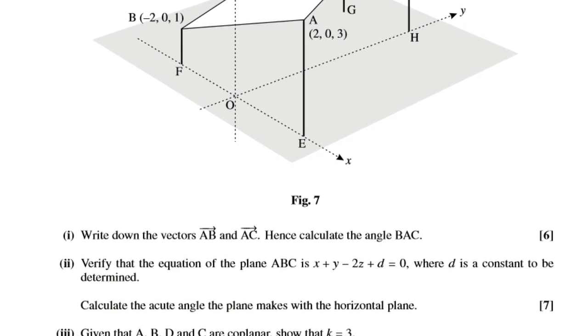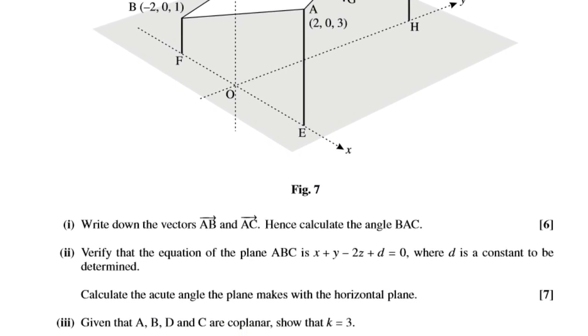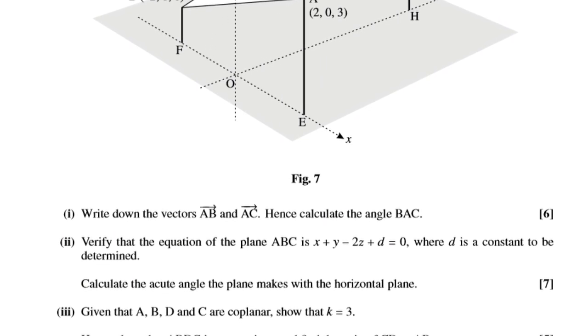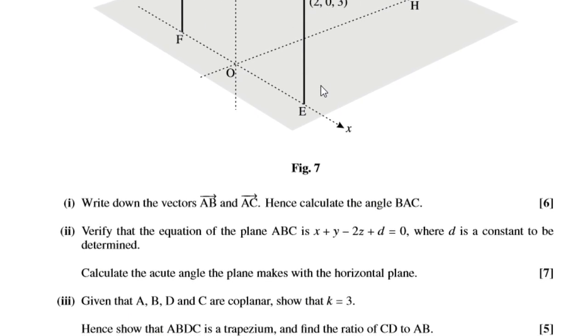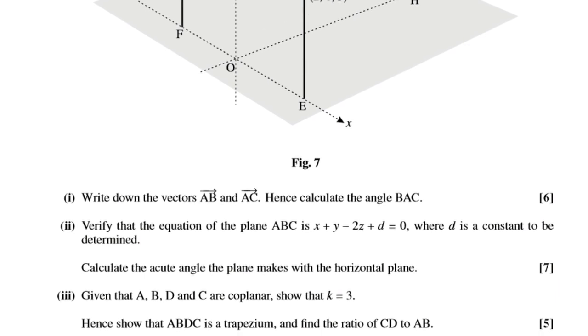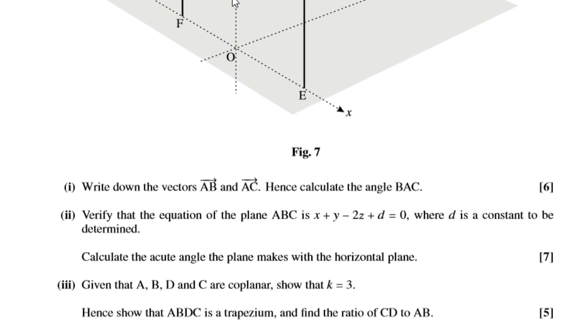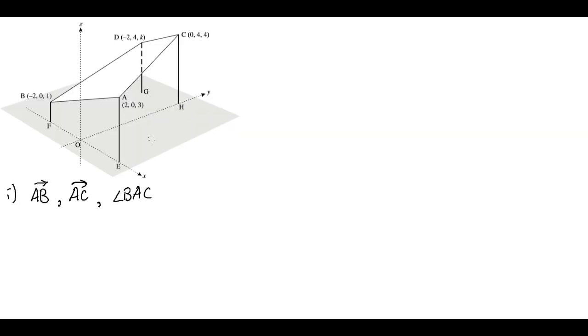And part 3, given that A, B, C, and D are coplanar, show that K here is 3, and hence show ABCD is a trapezium, which means that there are two lines parallel somewhere. And find the ratio between CD and AB. So there are 3 different things that we need to do in this question, part 1. So let's start with finding the AB vector.